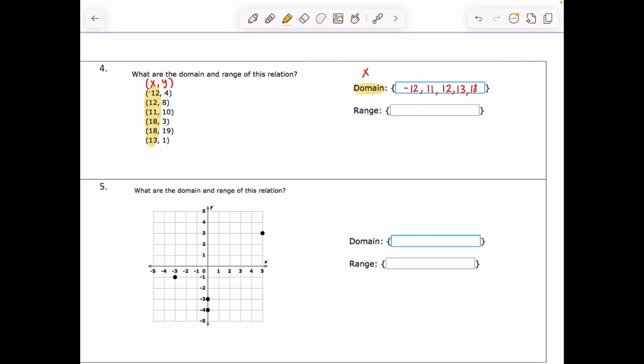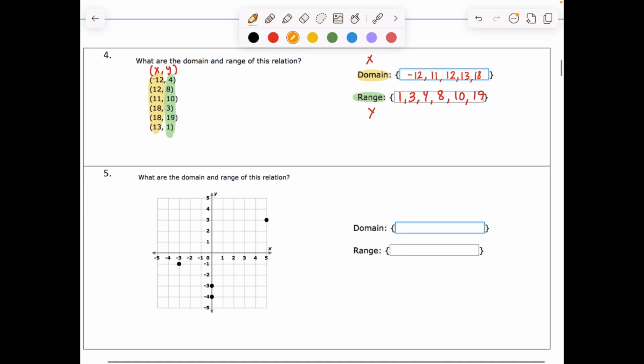Okay, looks great. So what do we know about range? Range is y values, so we're going to highlight those in green, and let's list them out. Smallest to largest, I see 1, 3, 4, 8, 10, and 19. Okay, looks awesome. All right, finally, my next one, I wrote all my points out.